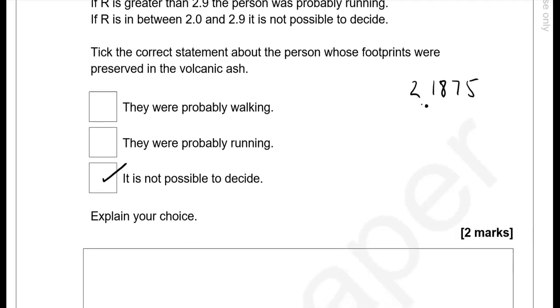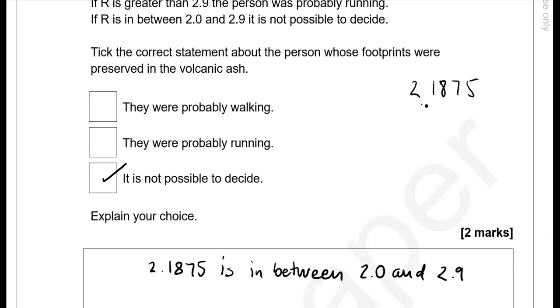Explain your choice. So we're going to say 2.1875 is in between 2.0 and 2.9.